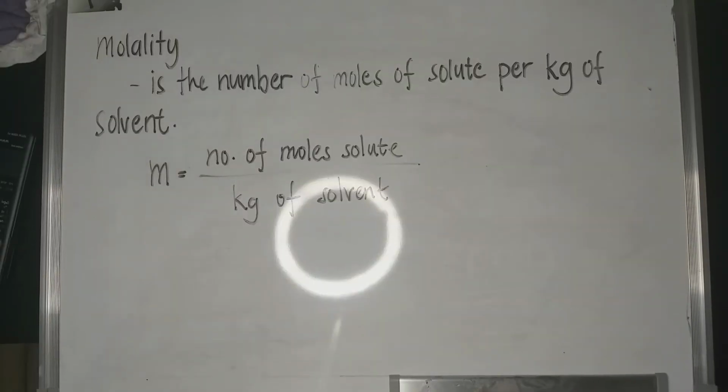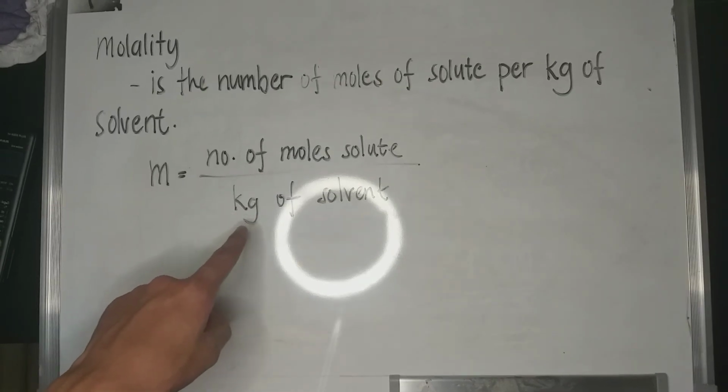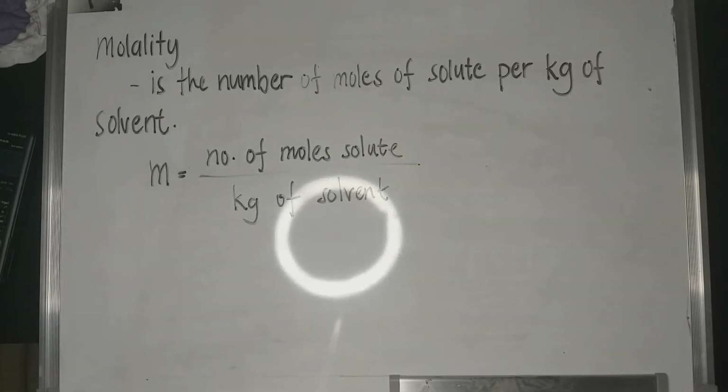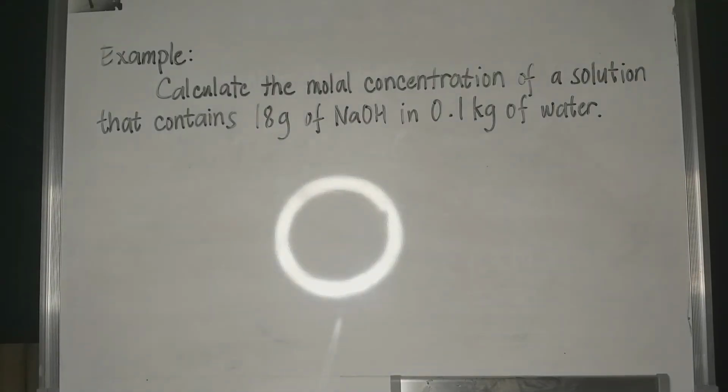So now let's proceed to molality. Molality is the number of moles of solute per kilogram of solvent. It is mathematically expressed as small letter m equals number of moles of solute all over kilograms of solvent, where m or small letter m refers to molal. Now, let's take an example. Calculate the molal concentration of a solution that contains 18 grams of sodium hydroxide in 0.1 kilogram of water.